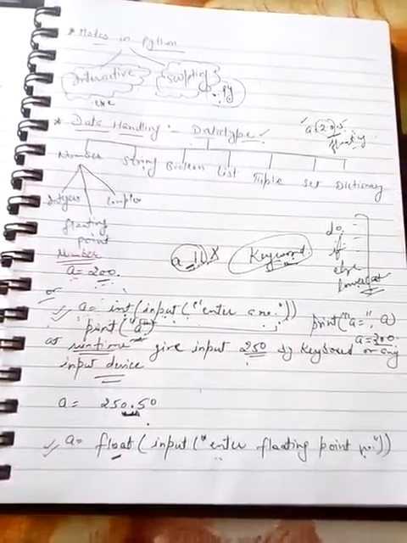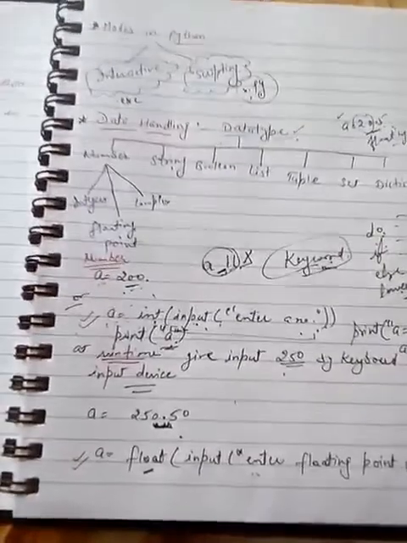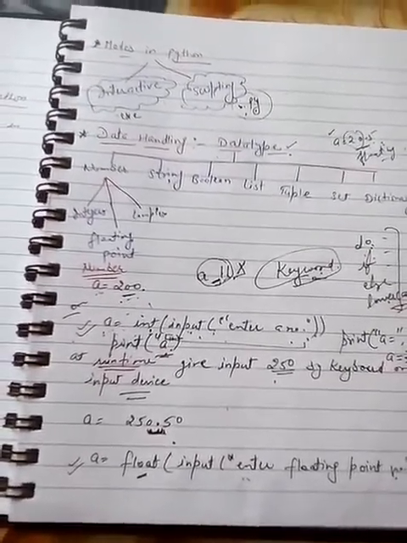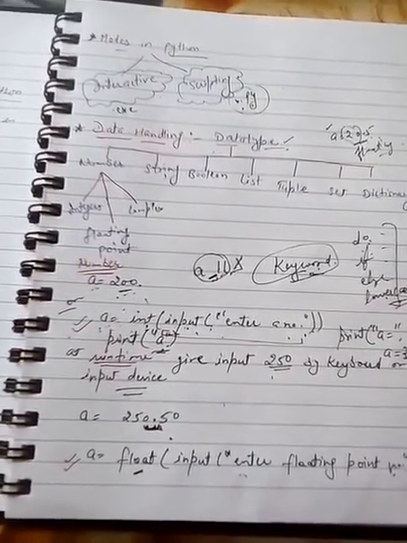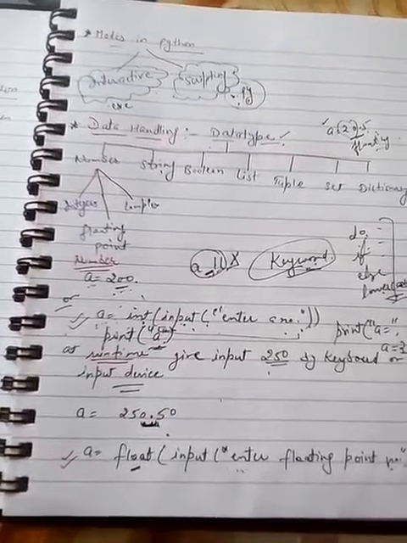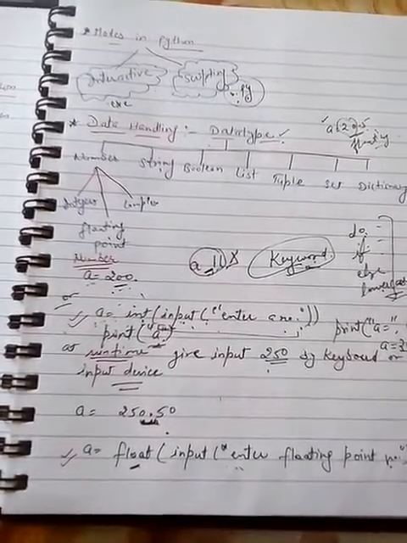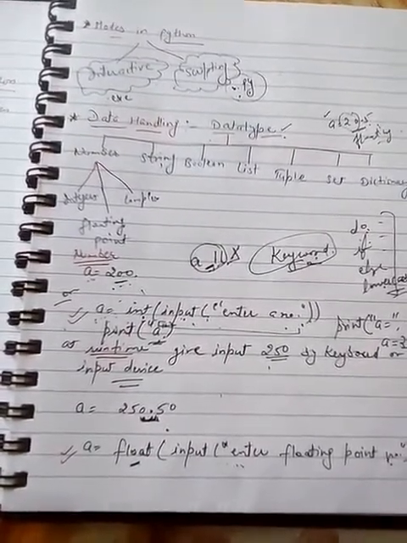Now the next data type is integer. At runtime you can change the value whatever you want by the keyboard. You can assign any kind of integer value to any variable. It's not necessary that you have to take the variable as a. You can take any named variable x, y, z, whatever you want.